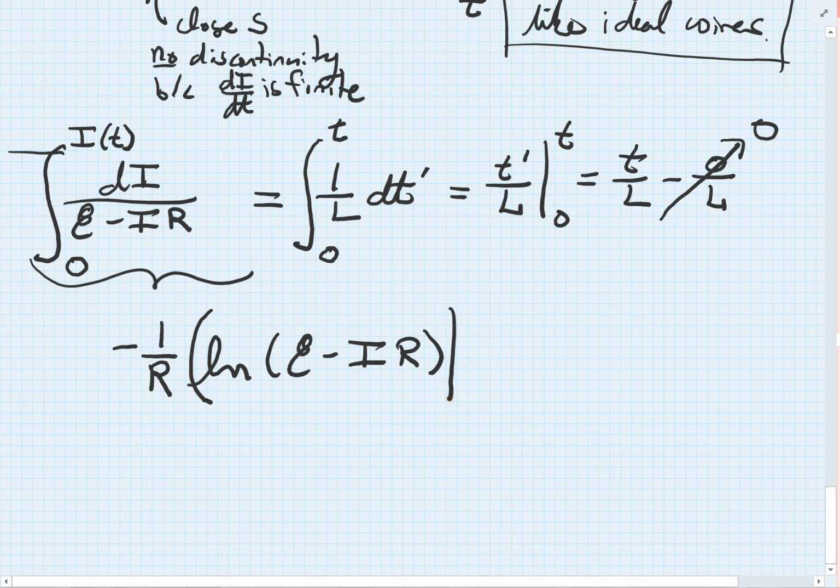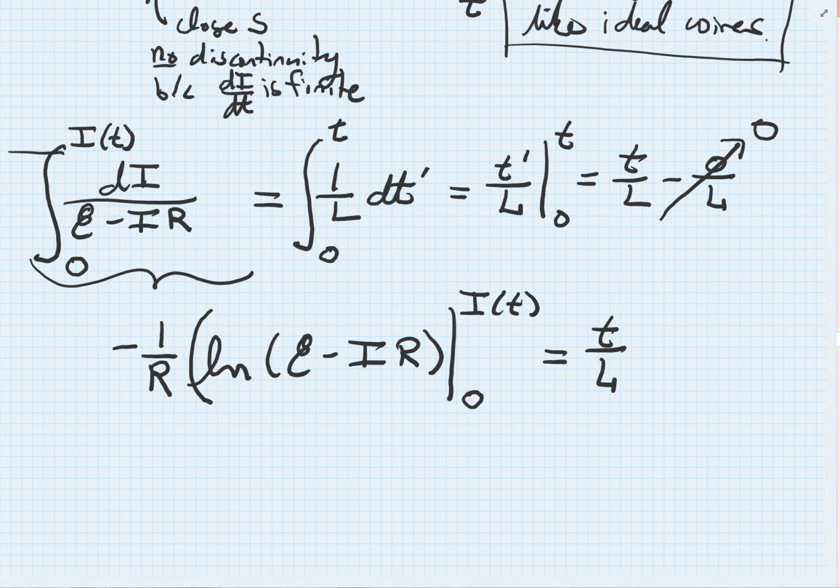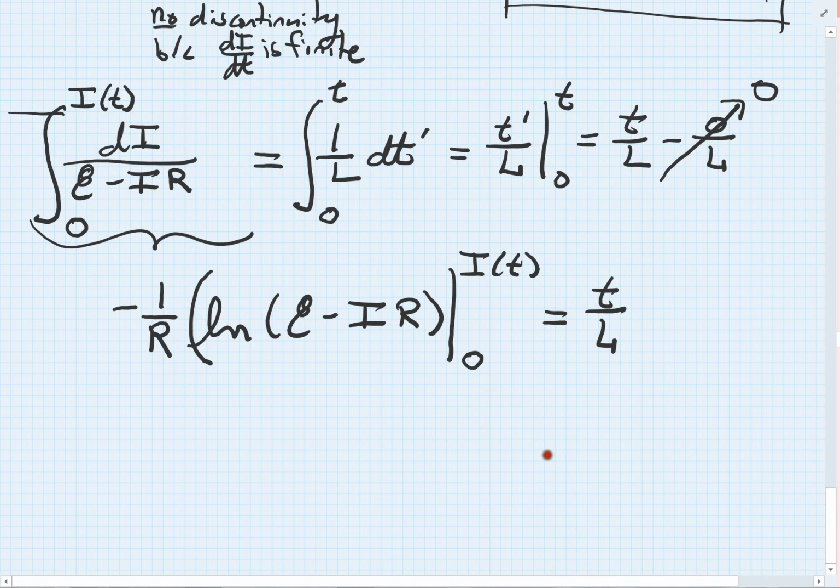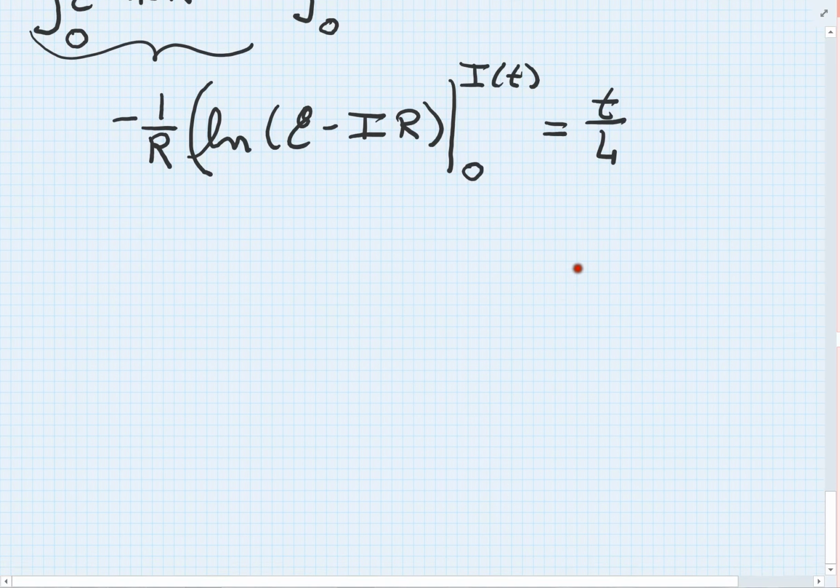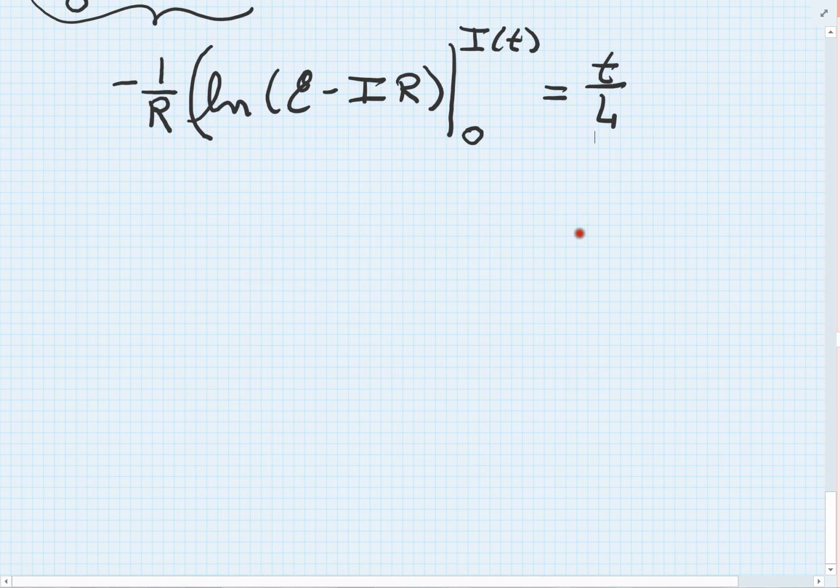And then I have to write my limits of integration between 0 and I at time t. And then this will equal just time t over L. And at this point, what we have really boils down now just to some algebra and some substitutions. So I'll try to do this a little bit quickly. You can check along with yourselves if you like.